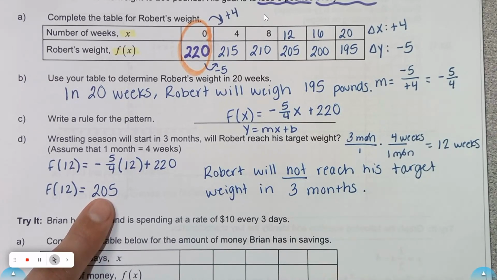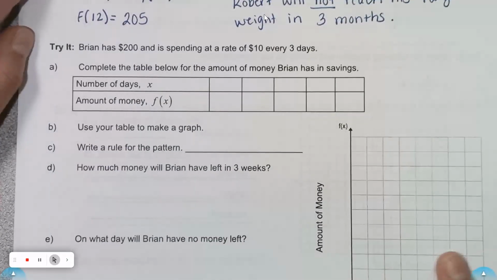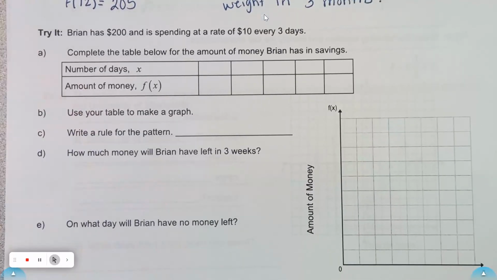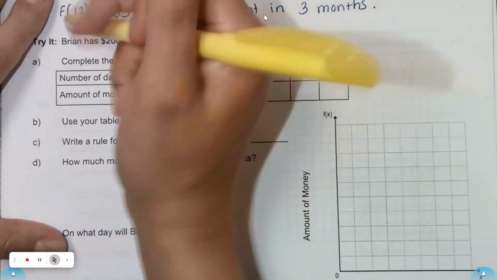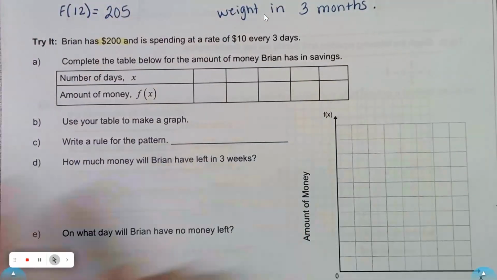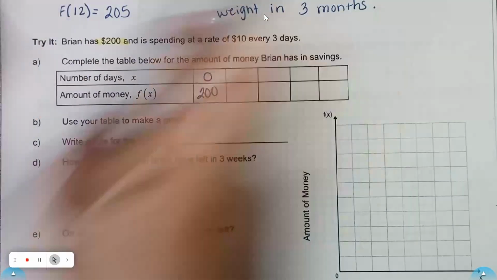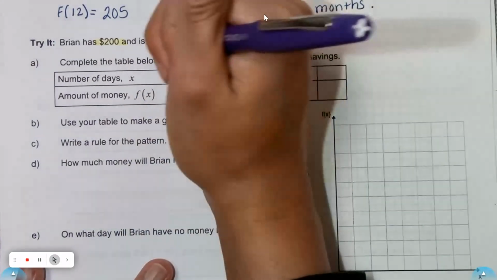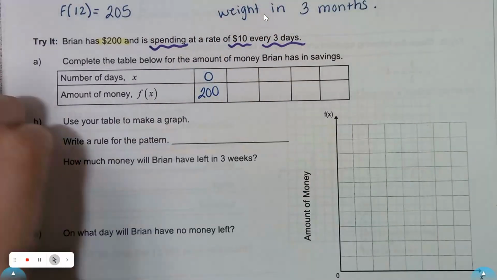Okay, we're gonna do one more. So we'll do this one together. We have Brian. Brian has $200 and is spending at a rate of $10 every 3 days. Okay, so initially at the beginning, Brian has $200. So on day 0, Brian has 200. Then spending is negative $10 every 3 days.